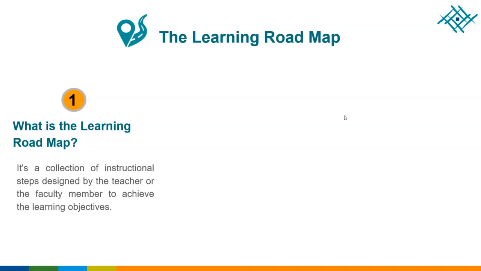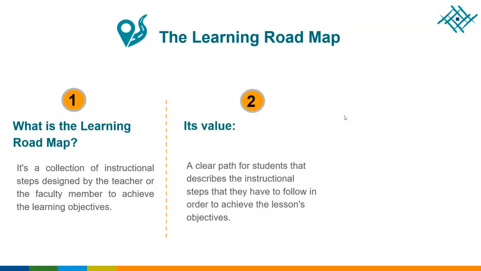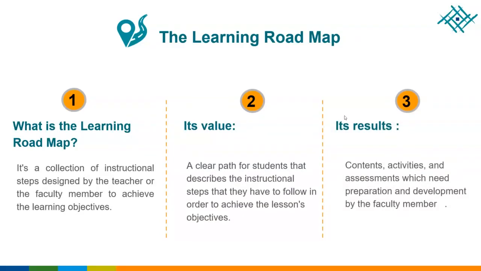The learning roadmap. What is the learning roadmap? It's a collection of instructional steps designed by the teacher or the faculty member to achieve the learning objectives. Its value: it's a clear path for students that describes the instructional steps they have to follow in order to achieve the lesson's objectives, and the results, content, activities, and assessment which need preparation and development by the faculty member.